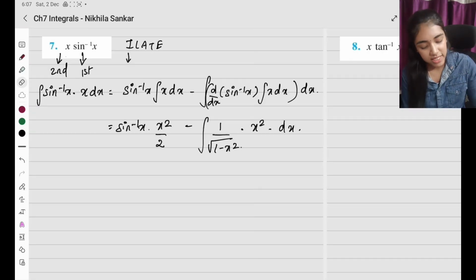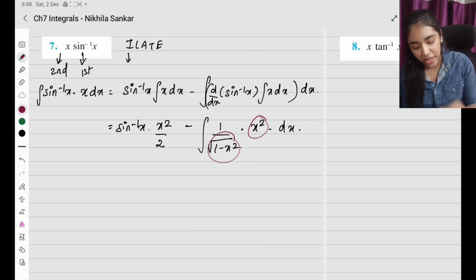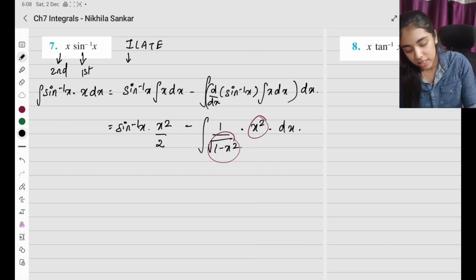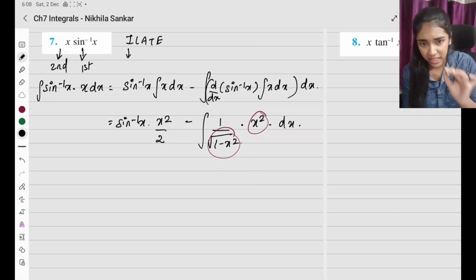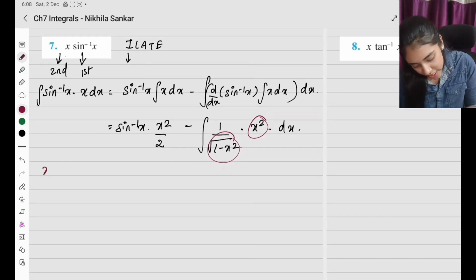Okay, but you see that you have x square here and square root of 1 minus x square. So this becomes a little difficult to solve. So every time you need not take the sine inverse function just like that. We can make a substitution in the beginning. So what substitution am I going to make? I'm going to write x equals sine theta.